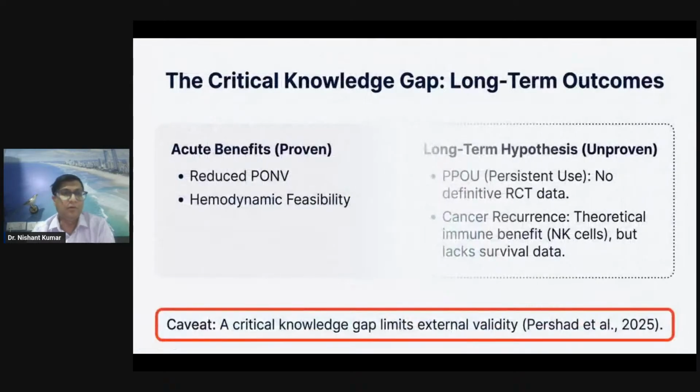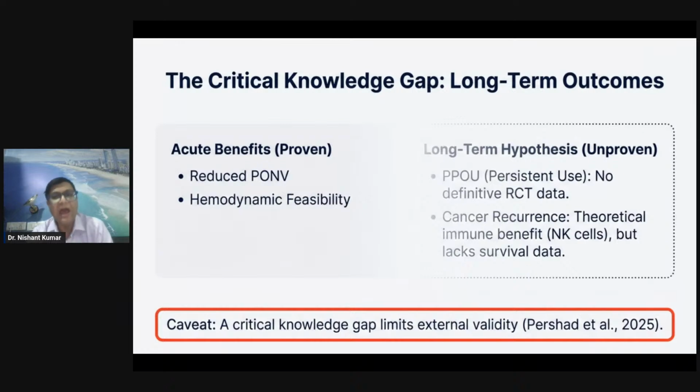Okay, so we have acute benefits, which are reduced PONV and hemodynamic stability. Yes, you can maintain hemodynamics, it reduces habit forming, early recovery, and all those things. Then there are some long-term hypotheses, as we have said, that is the persistent use of opioids, whether opioid-free anesthesia decreases the persistent use, and a definitive effect on cancer recurrence.